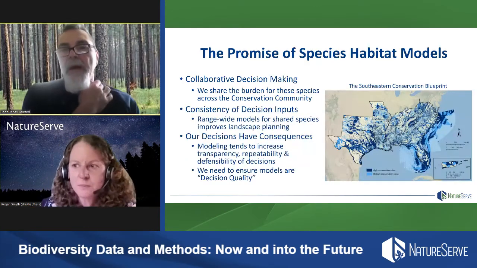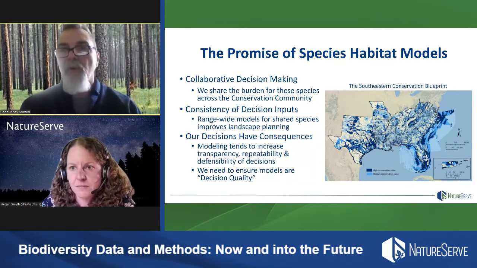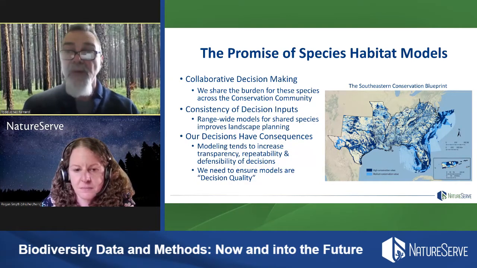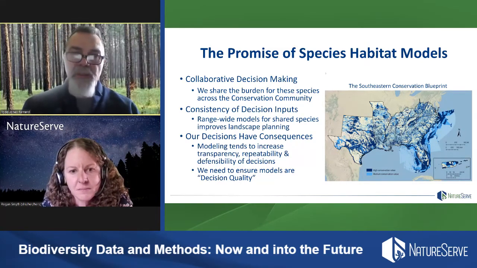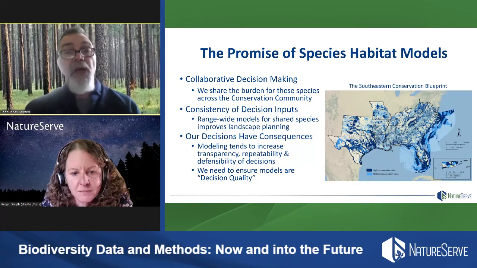Thank you, Regan. So Regan has laid out the case for species habitat models, but I want to build on that just a little bit and talk about the promise of species habitat models. They hold great promise for collaborative decision making. Only the species with the narrowest ranges can be conserved by a single organization. To be successful, we must collaborate at broader and broader scales. Landscape and regional conservation partnerships, such as the Southeast Conservation Adaptation Strategy, which is pictured here on the right, are popping up across the country.